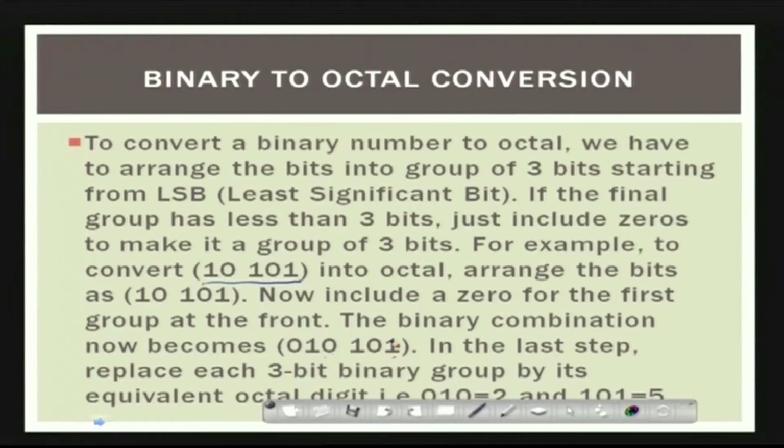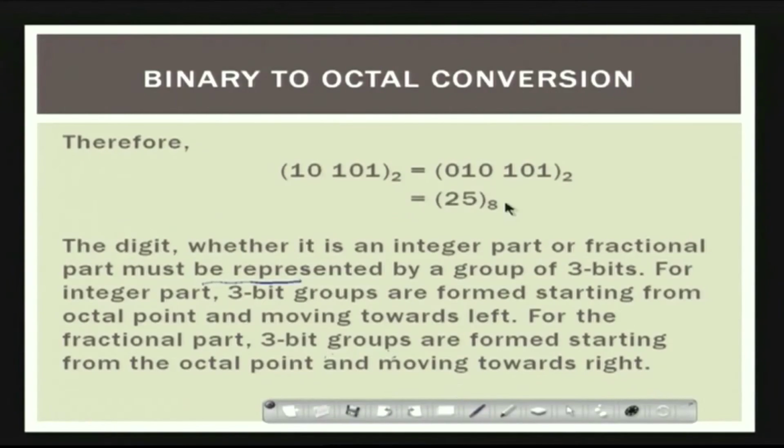So, the number becomes, what is this 010? It is 2, and what is 101? It is 5. So, we can write the answer for this as 25. So, you can see that 10101 becomes 25. The binary number 10101 gets converted to the octal number 25. So, this is what we should remember.